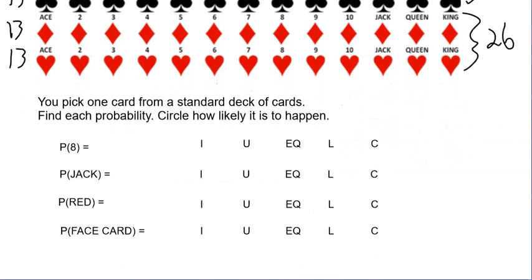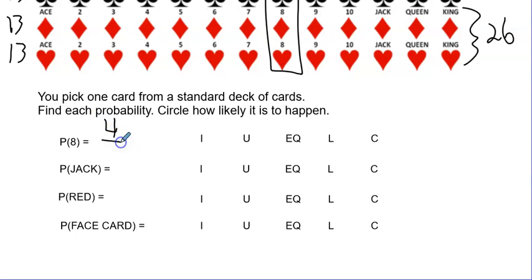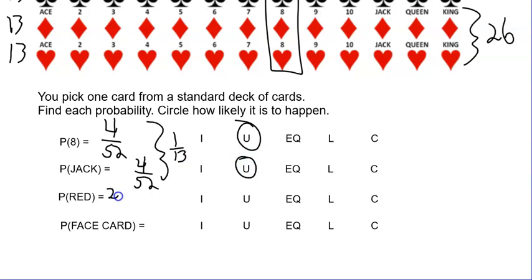Now, what's the probability of getting an 8? Well, you look at the 8s. You can mark this or not. There are 4 8s out of 52 cards. That's unlikely. Jack, same thing. There's 4 jacks out of 52 cards. Those could also be reduced to 1 out of 13, but you don't have to. That's also unlikely. Red, we just said there's 26 red out of 52. Half the deck is red. So that's equally likely.